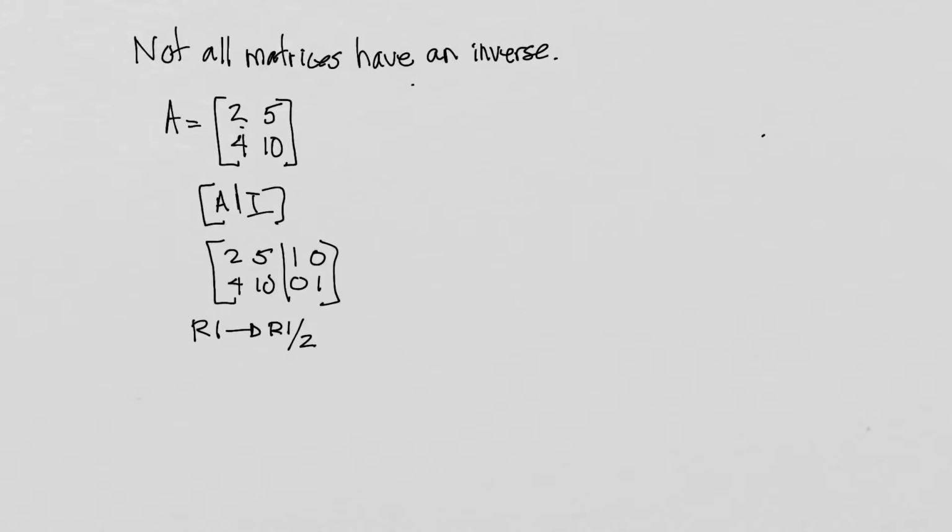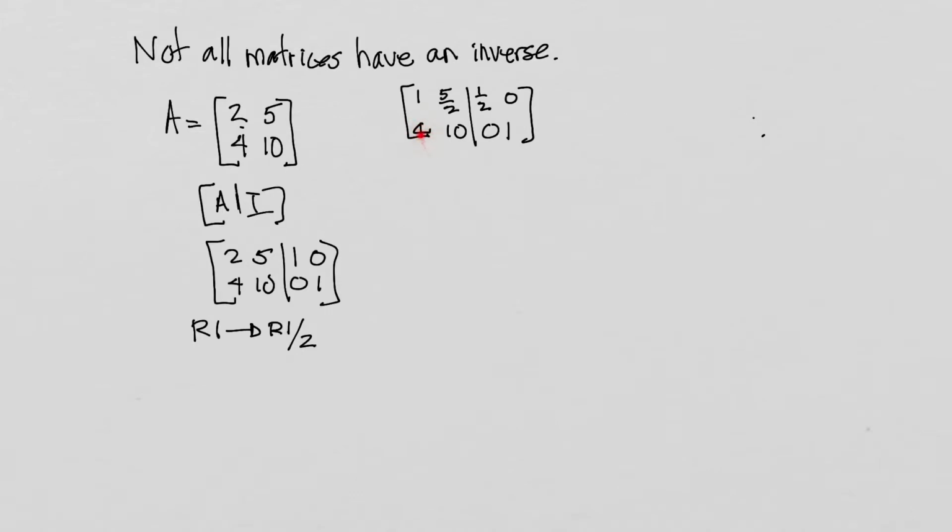Let's do it up here. It will be 1, 5 halves, 1 half, and 0, right? I'm just dividing every one of these numbers by 2. Second row stays the same: 4, 10, 0, 1. And now I want a 0 in this position right here.